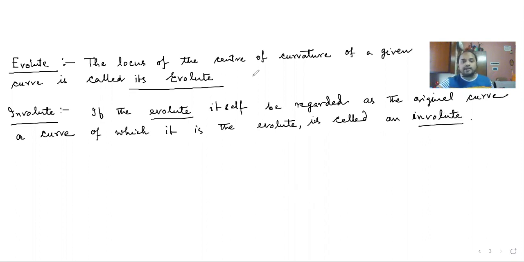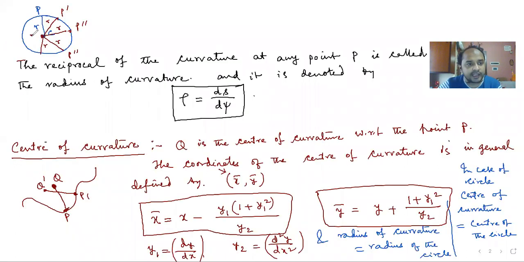So what does it mean? Carefully try to understand these definitions. The center of curvature is there; in place of the circle, it is C. If you want to know the path of this center of curvature, how it is moving, this path we denote by locus. If this locus is obtained, then this locus will give you the evolute of the curve.